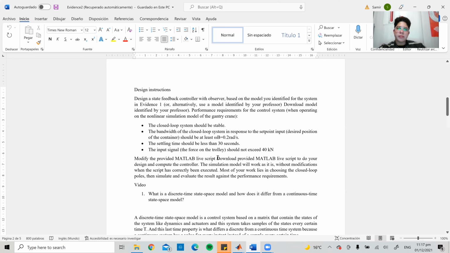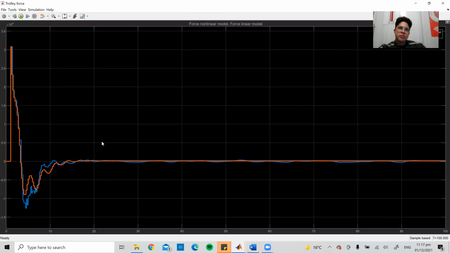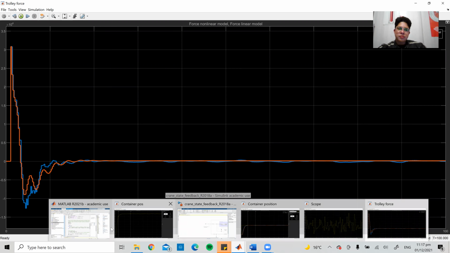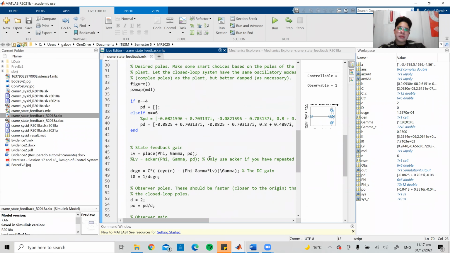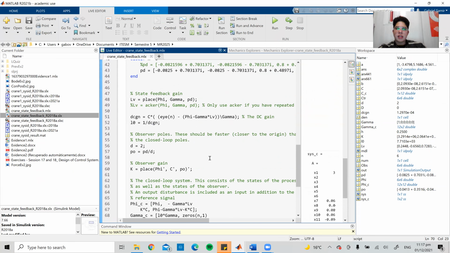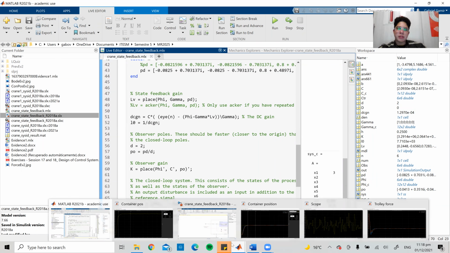And finally, we have the input signal, which should not exceed 40 kilonewtons. And this can be seen in the trolley force. Here we just have to check the peak. And the peak here is under 40 kilonewtons. So the system meets this requirement too. So it's a good performance, good system. It meets the evidence requirements perfectly.